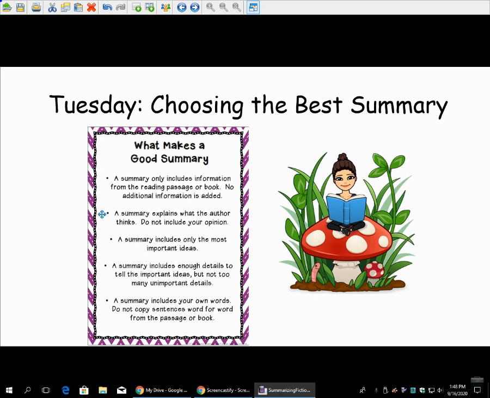Next, just like I said yesterday, we do not need to include our opinions. We're only stating what the author's actually thinking in the summary. Next, just like yesterday's lessons, we have to differentiate between the most important details and the details that might be interesting, but they're not needed for the summary. After that, we don't need to include too many unimportant details. Again, only the important ones. And then lastly, make sure your summaries, friends, are in your own words. We're not copying it down word for word.